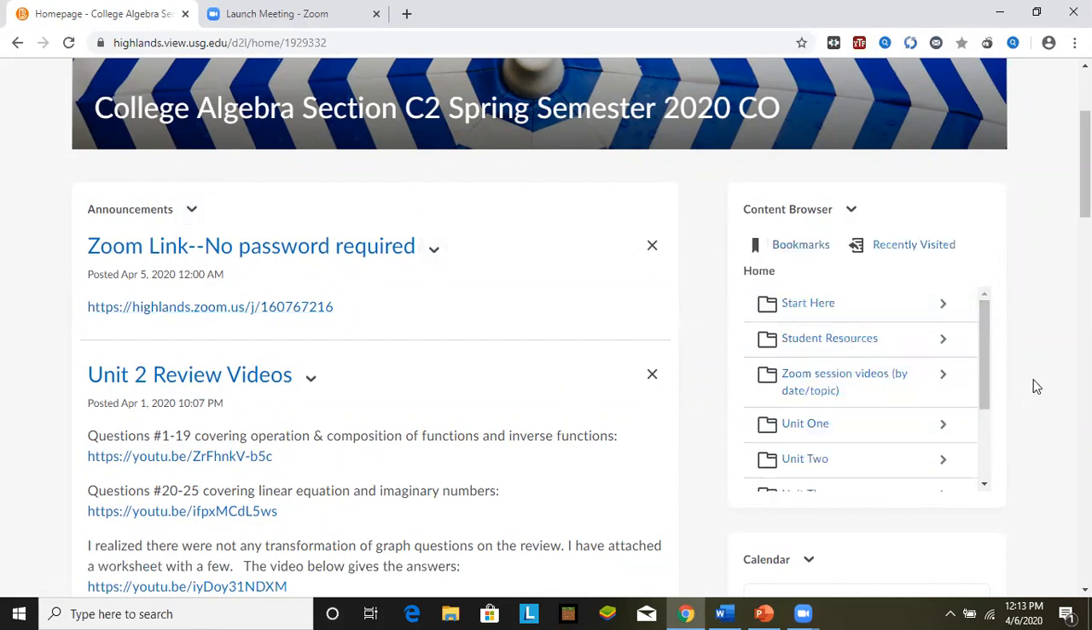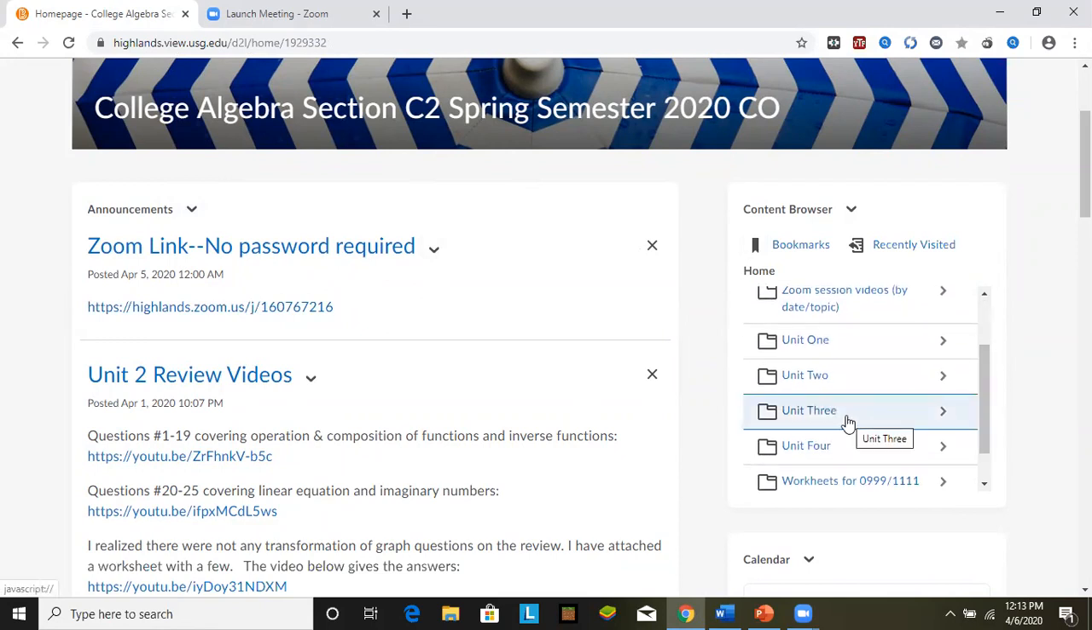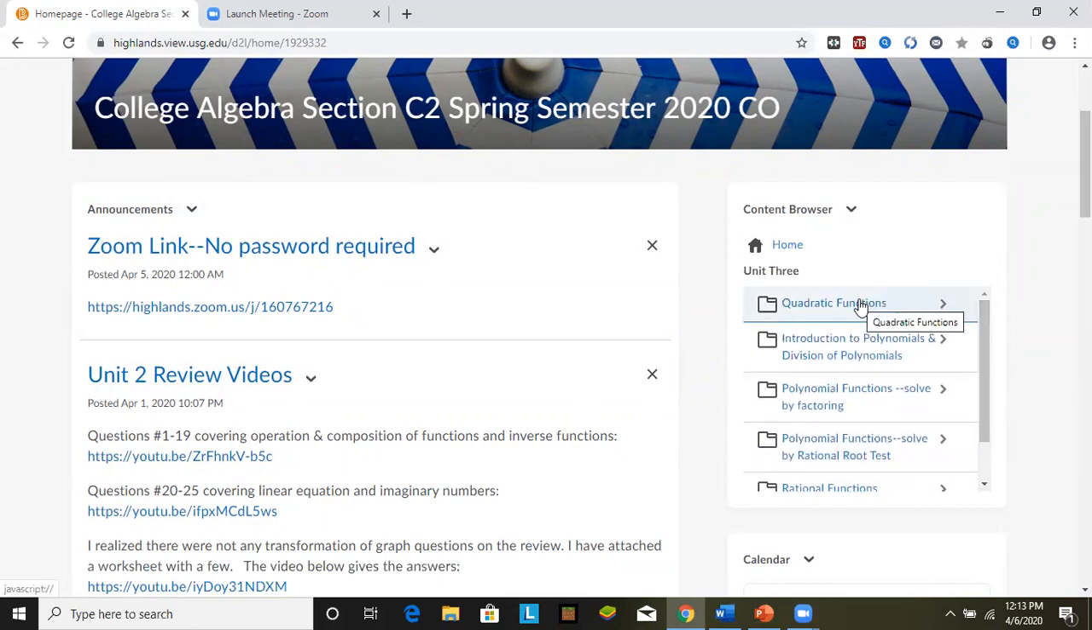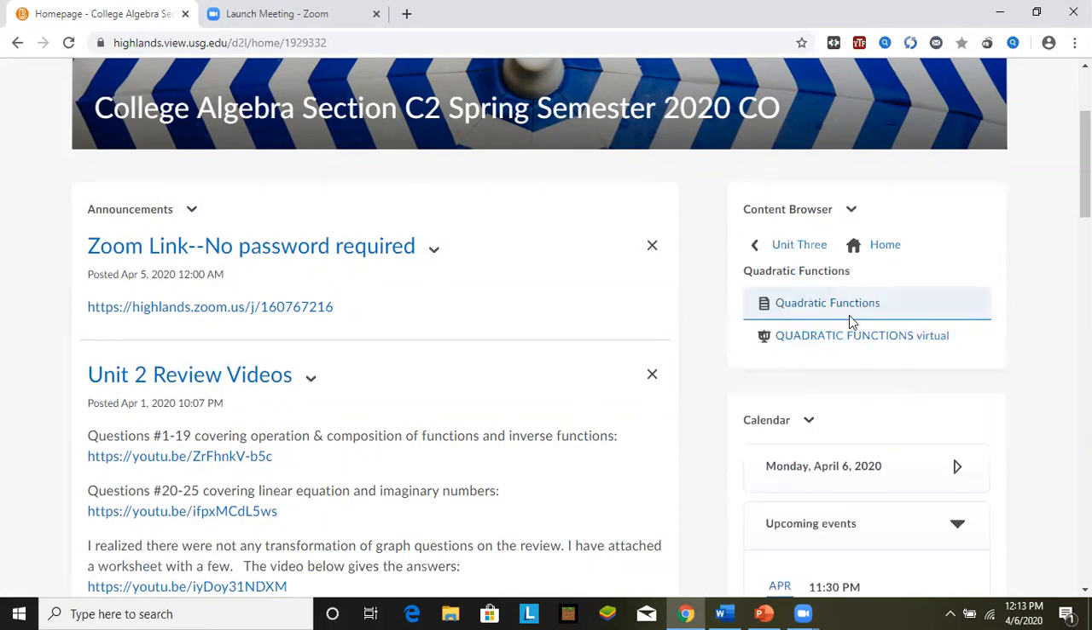So I've logged into D2L, and on the right hand side I'm going to scroll down to Unit 3. And I'm going to open the folder labeled quadratic functions. That's going to be our topic for today. And you should see 2 documents. The first one is labeled quadratic functions.